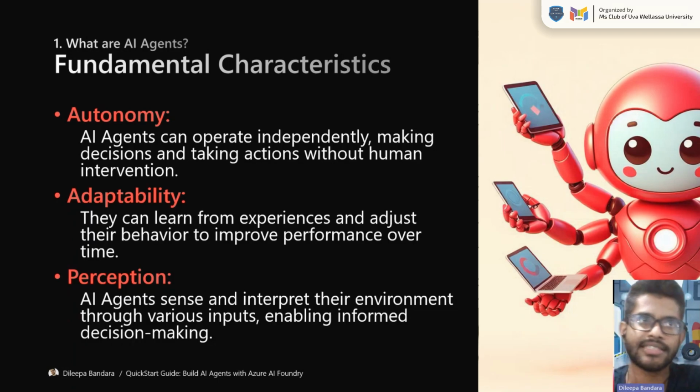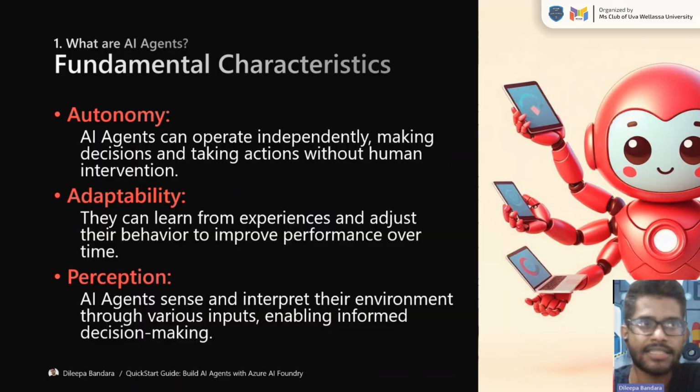Autonomy actually means AI agents can operate independently, making decisions and taking actions without human intervention, right? That means as humans, we don't have to tell and guide our assistants to do exactly what they have to do, right? Hey, please send me an email. Hey, please do this right now. We don't have to tell them to do these things. Okay, so AI agents can do these things without asking.